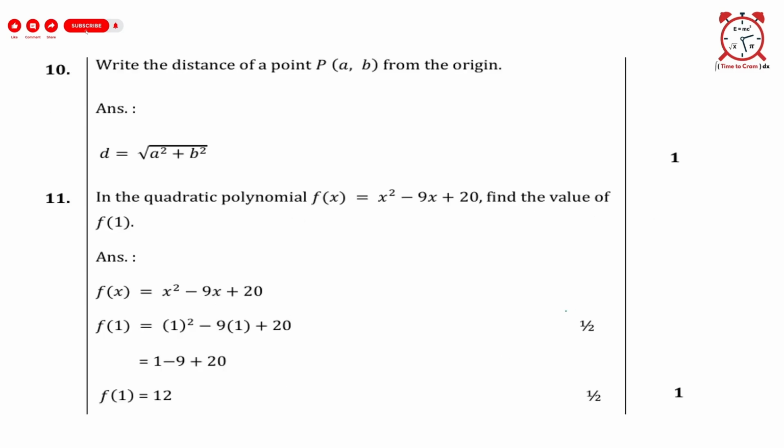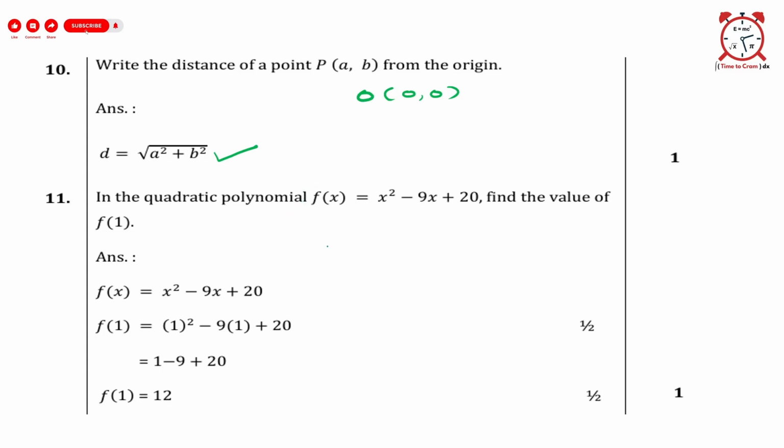Next question, question number 10. Write the distance of a point P(a, b) from the origin. Origin means O(0, 0). From origin to point P(a, b), if we use the distance formula, then our answer is d equal to square root of a square plus b square.